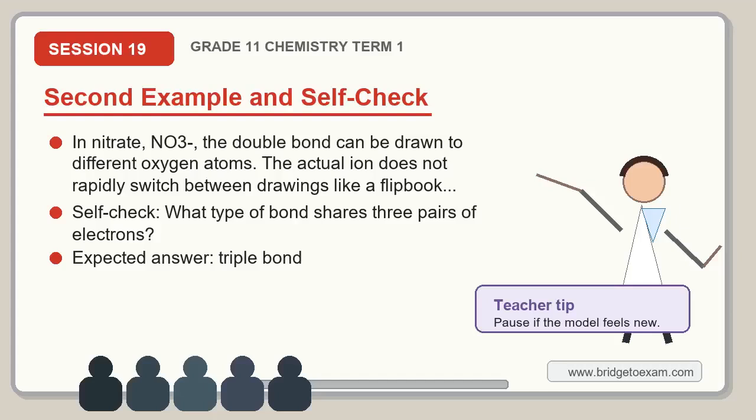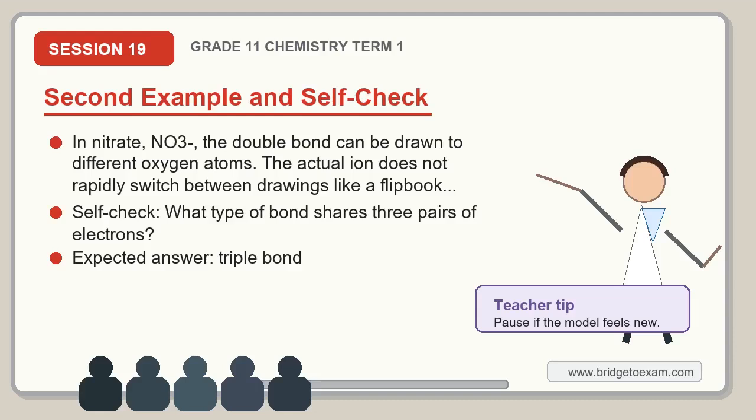Here is a second example. In nitrate, NO3-, the double bond can be drawn to different oxygen atoms. The actual ion does not rapidly switch between drawings like a flipbook. Resonance structures are models showing that electron density is distributed.